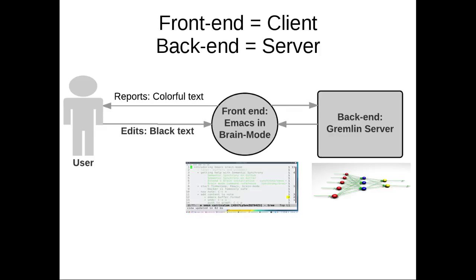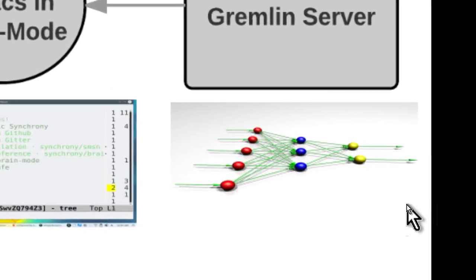In order to describe what it does, first I have to explain a little bit about what it is. Semantic synchrony has two parts, a front end or client and a back end or server. The back end is where the graph exists. The back end keeps the graph. And the graph looks something like this.